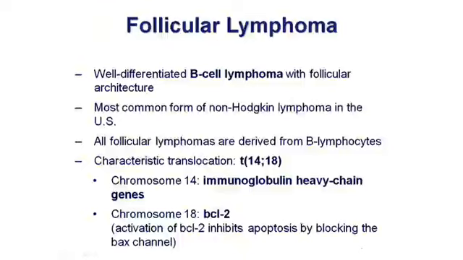Now, they like translocations and oncogenes, etc., with your lymphomas and leukemias. And so a translocation of 14 to 18 is important, okay? Now, you see here, chromosome 14 has the immunoglobulin heavy chain gene, and chromosome 18 has BCL2. Now, remember, BCL2 is anti-apoptotic and allows the neoplastic cells to grow. And it does that by blocking the Bax channel for P53.